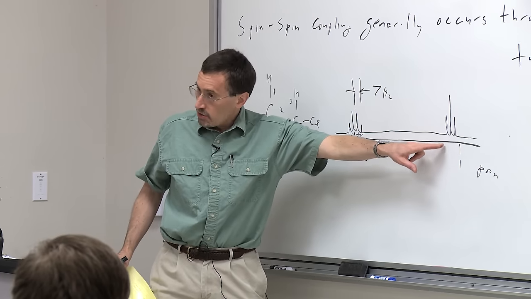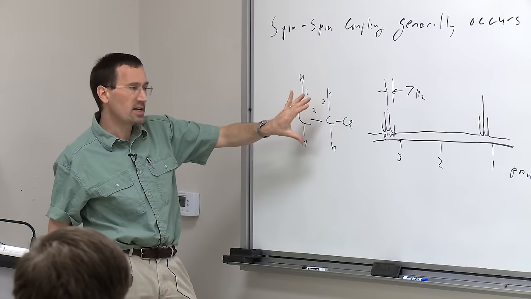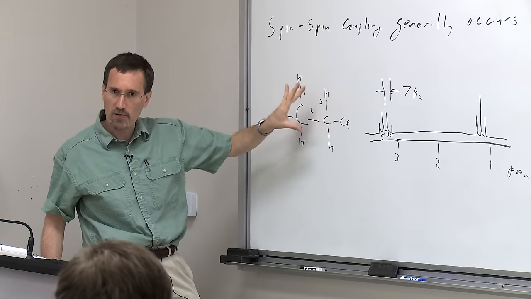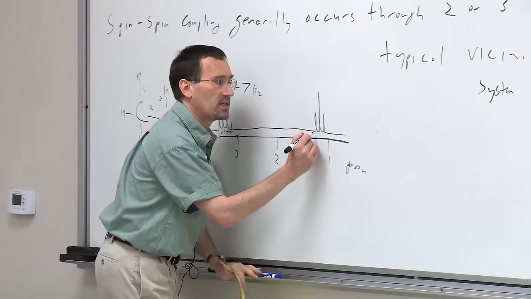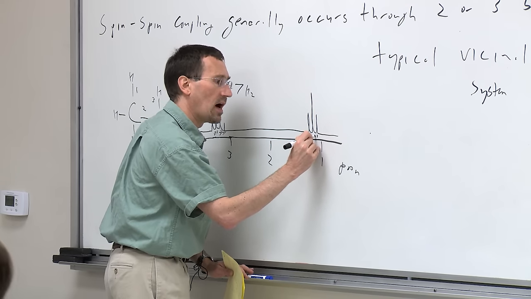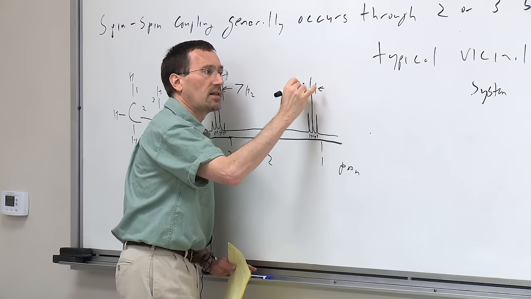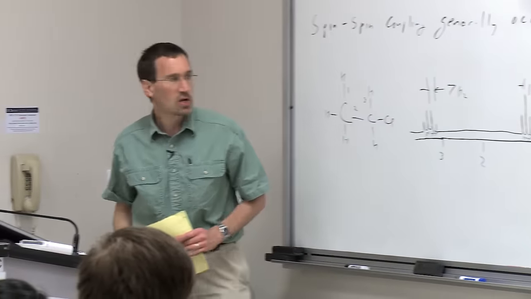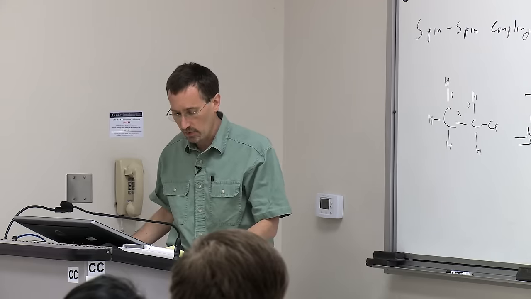Ditto for this triplet. Coupling is mutual. If the methyl protons split the methylene protons with 7 hertz, the methylene protons split the methyl protons with 7 hertz. In other words, the separation between each of the lines is 7 hertz. I'll write that larger up here. That distance is 7 hertz. From one side to the other side, we're about 14 hertz wide.